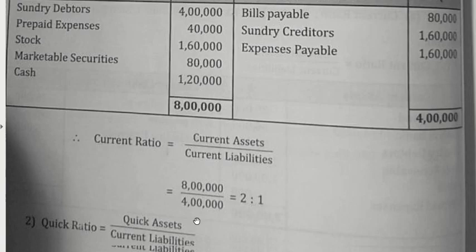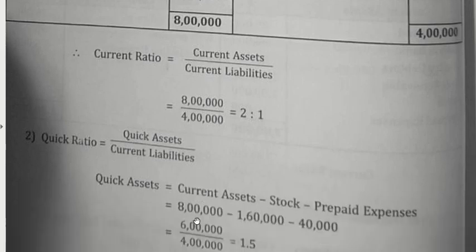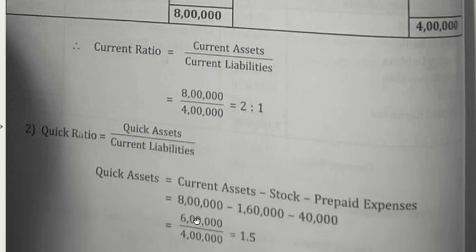So your current ratio is current assets divided by current liabilities. 8 lakh divided by 4 lakh, which is 2 is to 1.